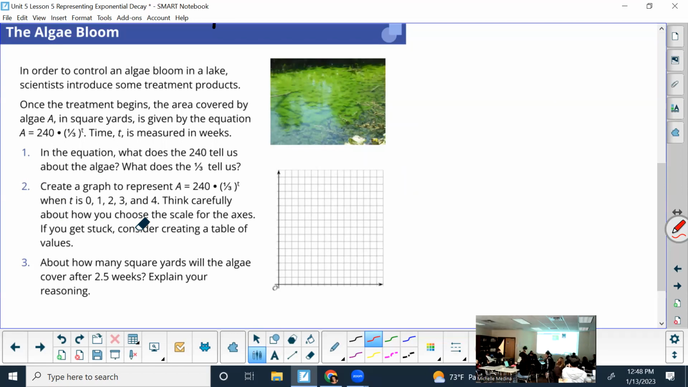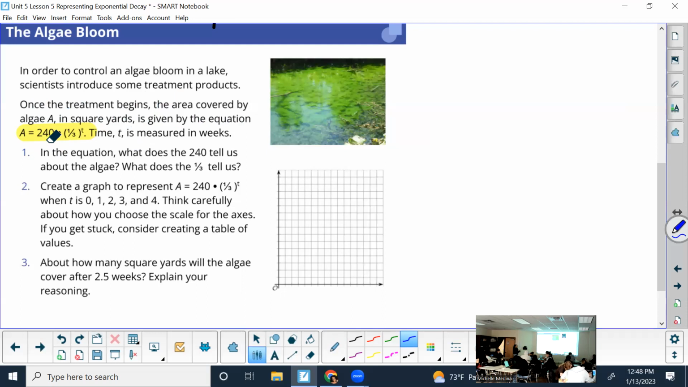Okay, save the 2. That'll be the 2. So in your groups, in order to control an algae bloom in a lake, scientists introduce some treatment products. Once the treatment begins, the area covered by algae in square yards is given by this equation. I'll highlight it. Just looking at the equation, is this linear or exponential? Raise your hand if you think it's linear. Raise your hand if you think it's exponential. Yeah, it's exponential. And time is t measured in weeks.